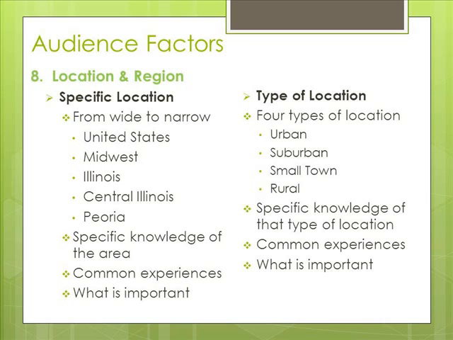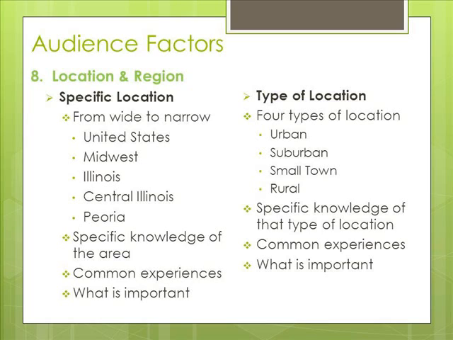Number 8 is location and region. There's 2 parts to this. One is your specific location and the other is your type of location. So by your specific location, you can go from a very wide scope to a very narrow scope. For instance, we could say that the location is the United States, so it would include everyone in the United States. And everybody who lives here should have some specific knowledge about the country and some common experiences.